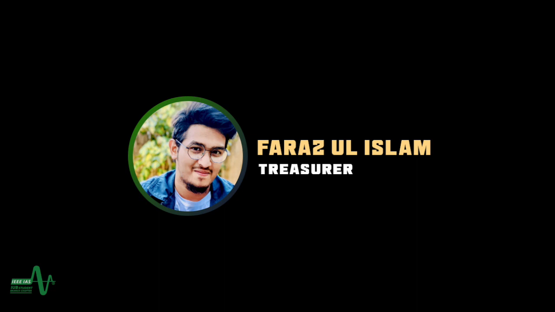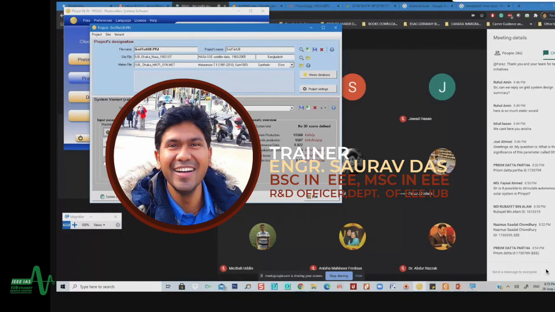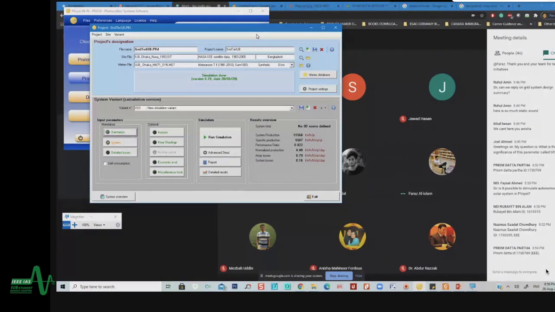Any other questions? There is another question from MD Faisal Ahmed. Is it possible to simulate an autonomous solar system in PVsyst? I would say it's semi-autonomous. If you go through this procedure, you must first give the orientation, so it is not autonomous. We have to check the yearly addition, in which value it will be perfect. Automatically, it will not give you the whole system design.